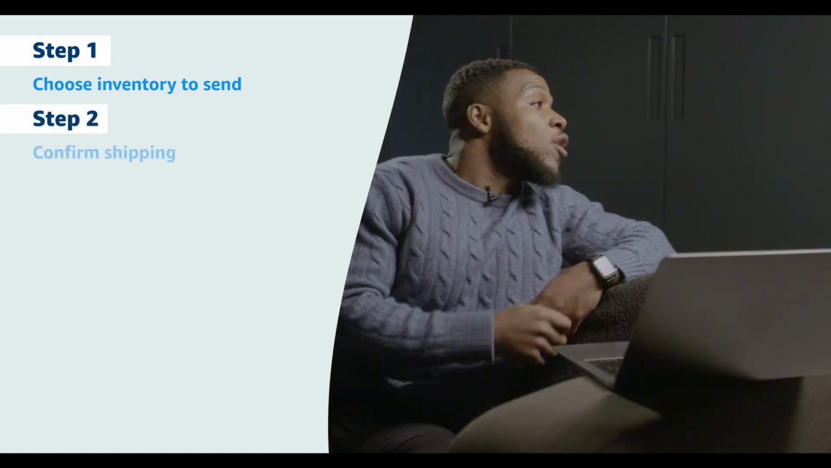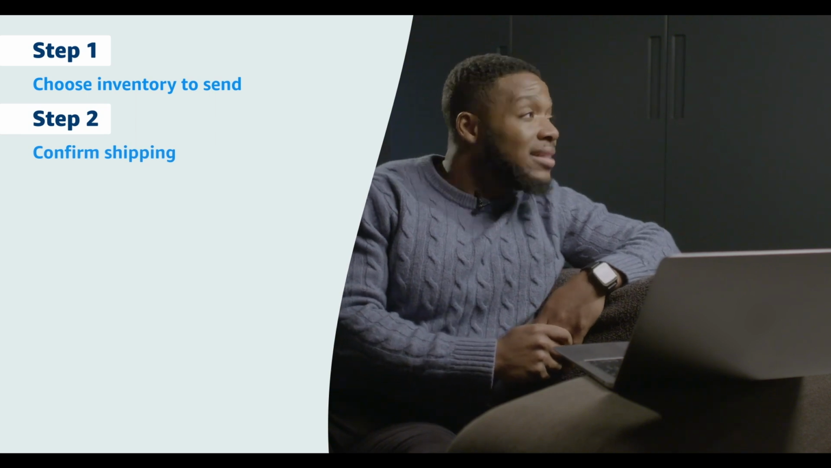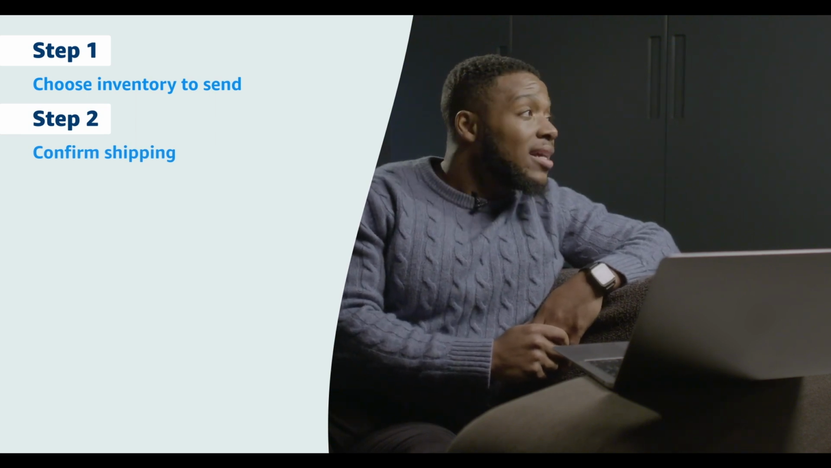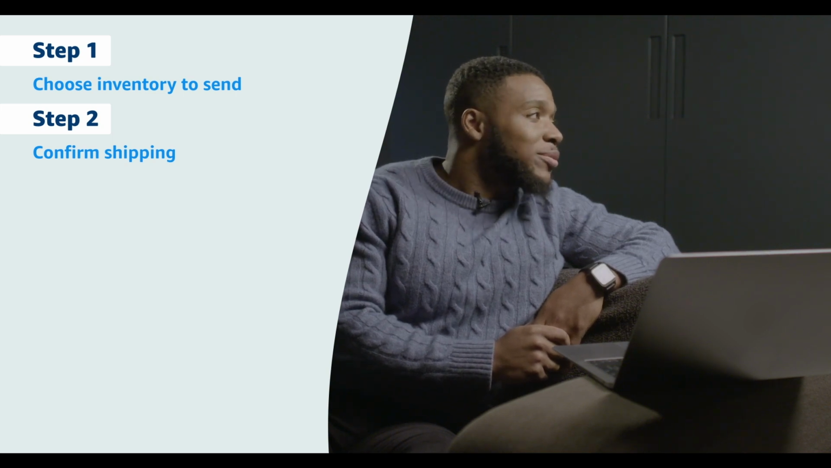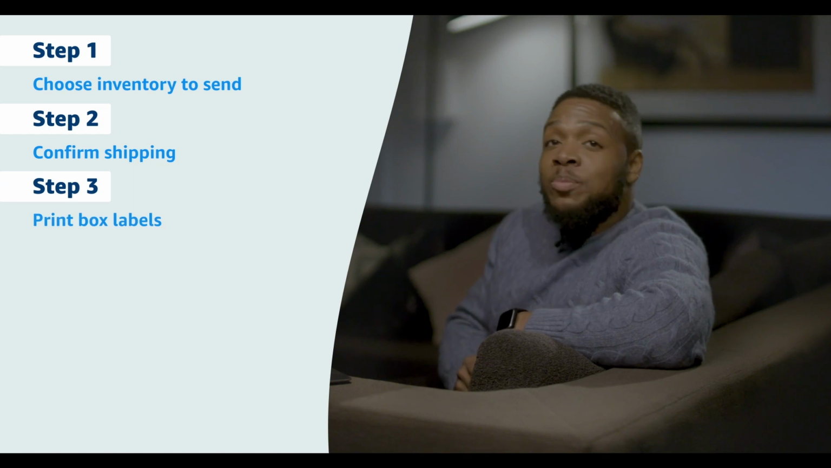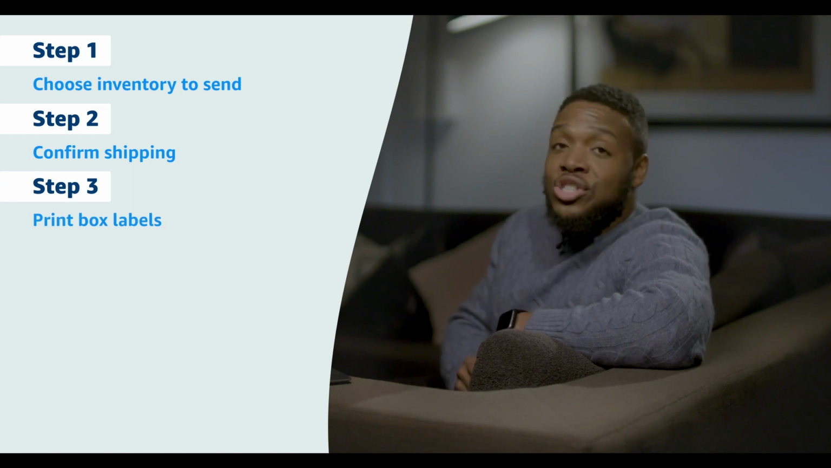Next, confirm your shipping by reviewing your shipment details, setting the ship date, and setting the shipping mode for small parcel and pallet shipments. Then you can print labels for each box in your Amazon-bound or inbound shipment.